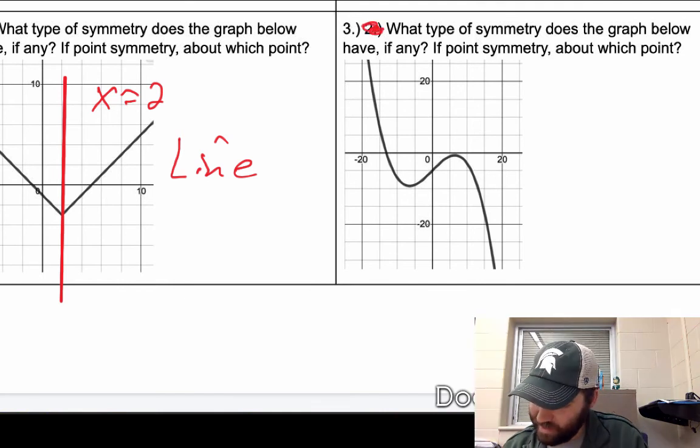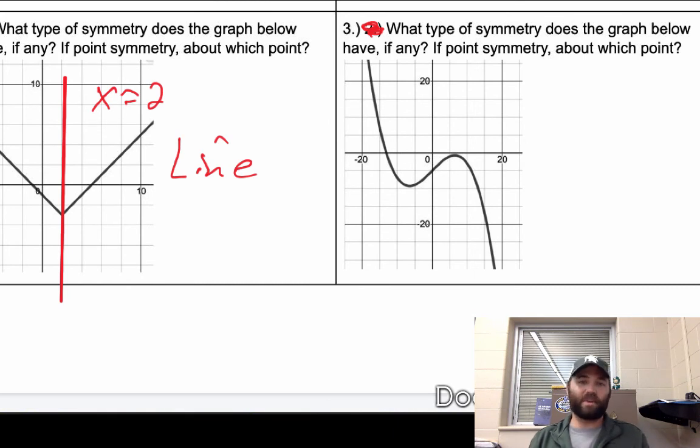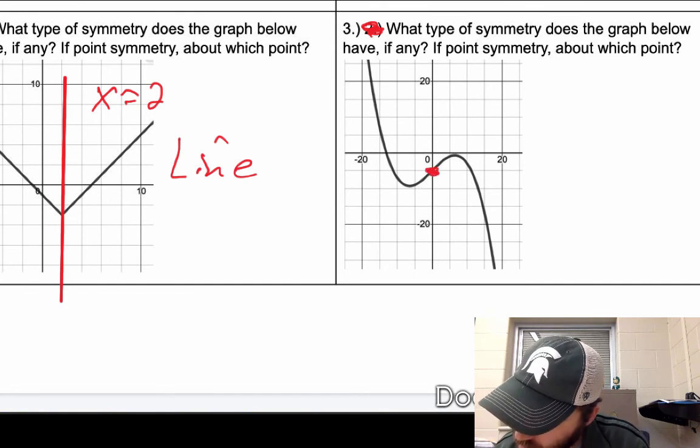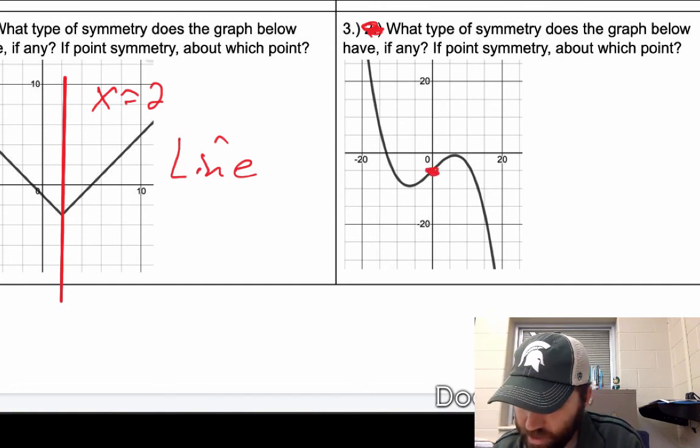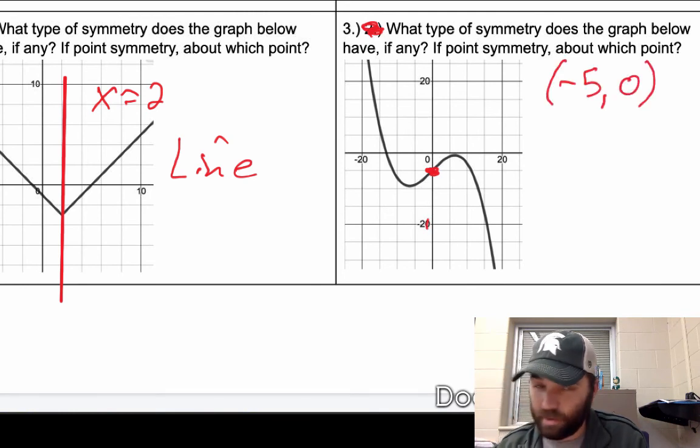All right. Going on to number 3. And how about we get rid of that? All right. So number 3, what type of symmetry does the graph below have, if any? If it's point symmetry, about which point? Yes, this one does have point symmetry. Again, you pick the point here, and the point that it's going to be rotated around. Check your scale. Looks like it's going to be -5. So -5, 0 would be the point.